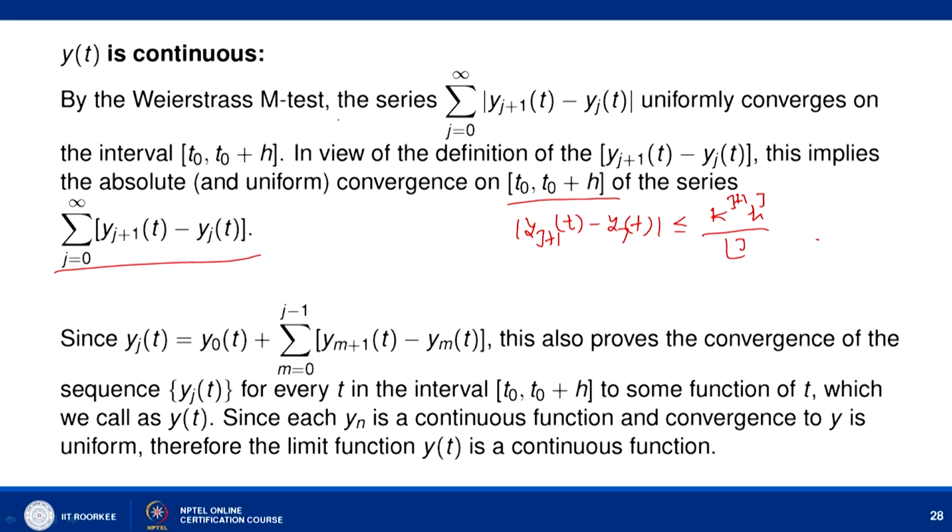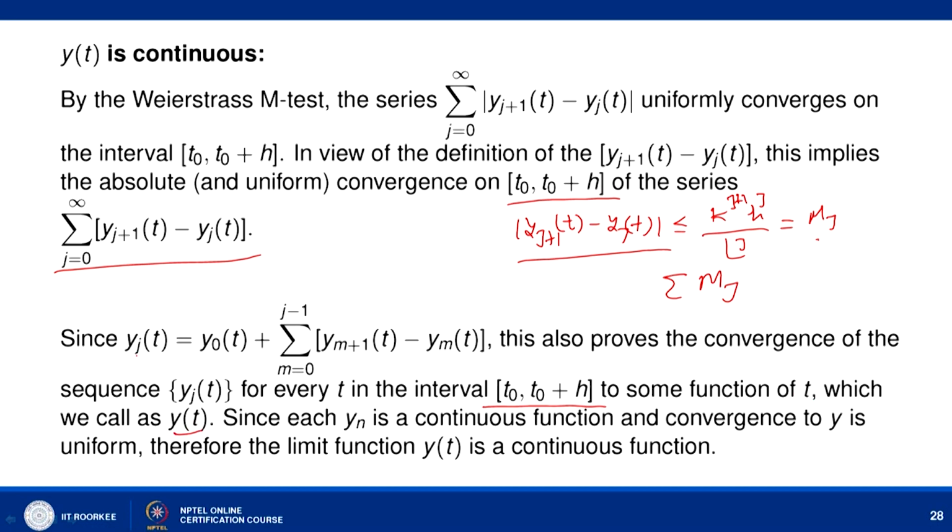Now, we can apply the Weierstrass M-test, and we can call this Mj, and we can say that the summation of Mj is converging. So, this series is convergent, and by the Weierstrass M-test this convergence is uniform convergence. So, since yj(t) equals y naught(t) plus summation m from 0 to j minus 1 of y(m+1)(t) minus ym(t), this also proves the convergence of the sequence yj(t) for every t in the interval t naught to t naught plus h to some function of t which we call y(t).